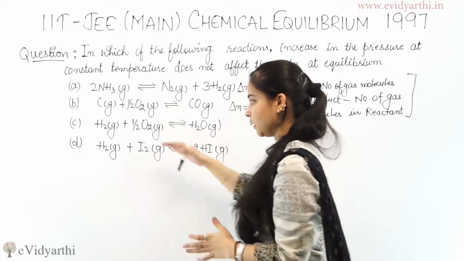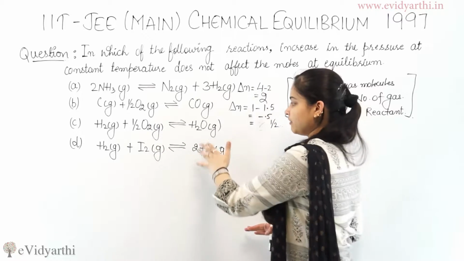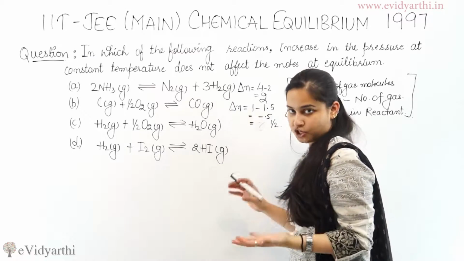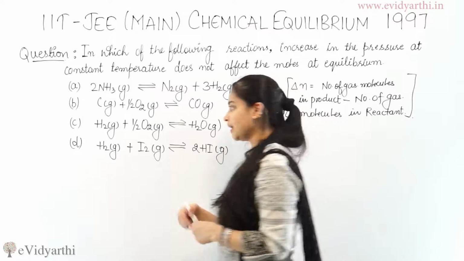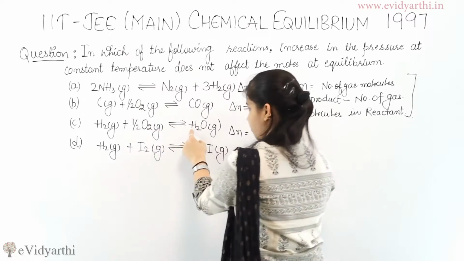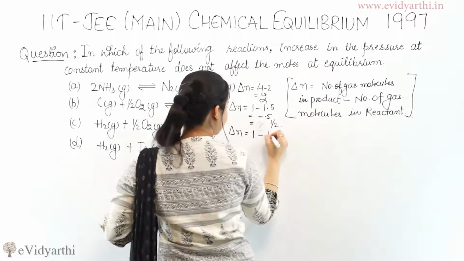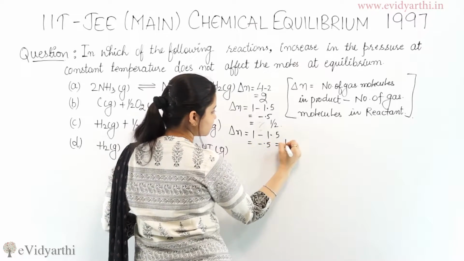Now coming to the third equation, H2 plus half O2 in the gaseous state, which is in equilibrium with H2O in the gaseous state. So in this particular equilibrium, delta N would be number of moles in the product side, which is 1, minus 1 plus half, which is 1.5, which again becomes minus 0.5, which is equals to half.